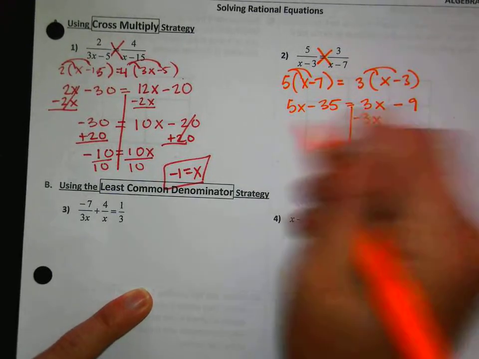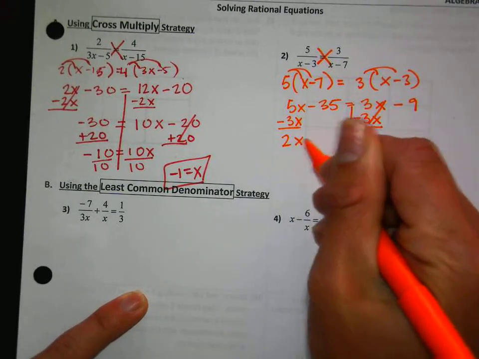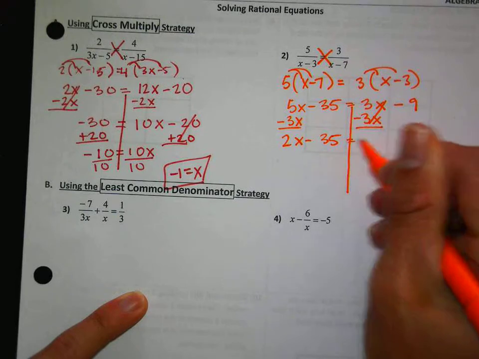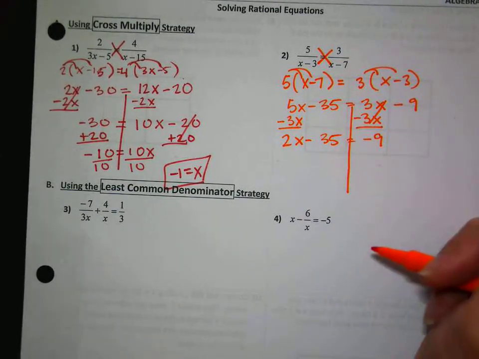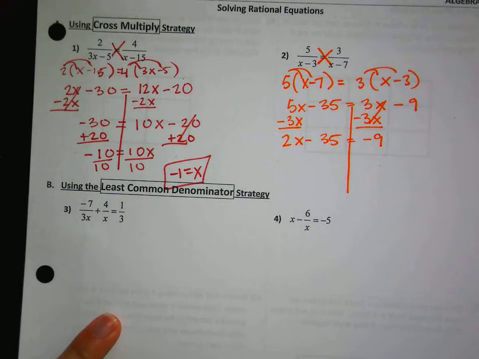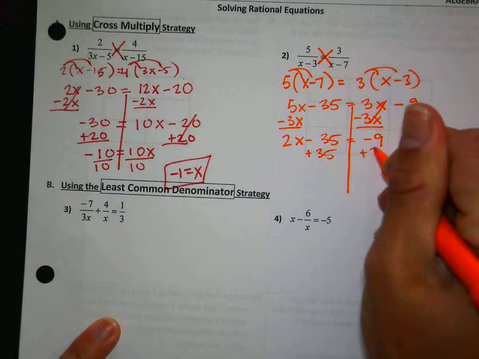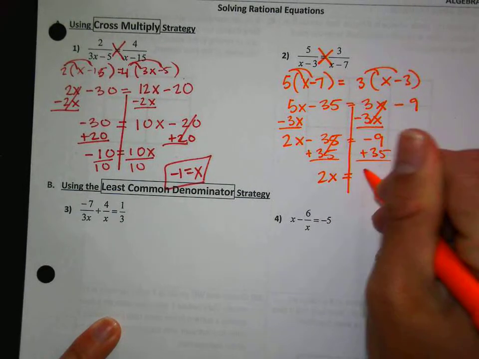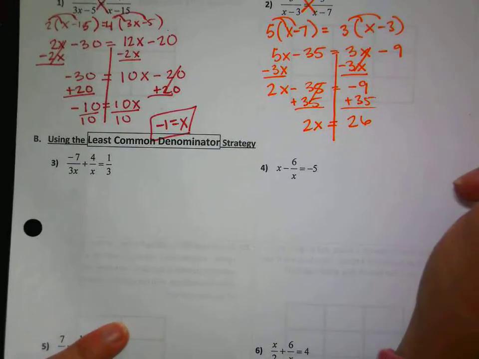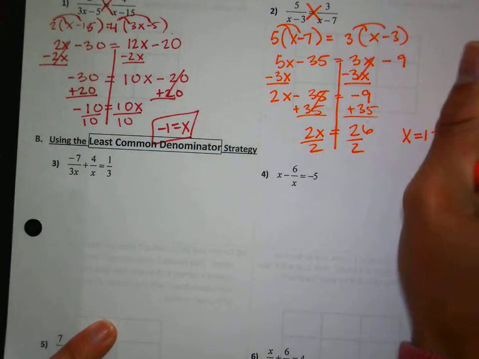Move the x's to one side, so I'm going to minus 3x. I get 2x minus 35. It doesn't matter. You can move the 5x and you'll still get the same answer. So it doesn't matter which way you move. Add 35. Add 35. So 2x equals 26. Divide by 2. And so x equals 13.